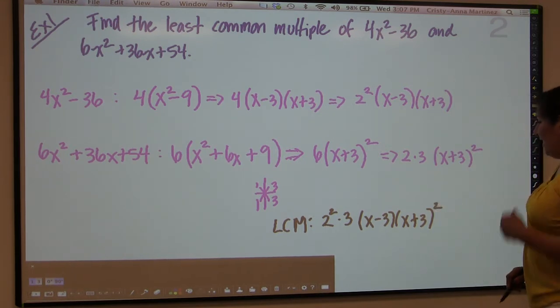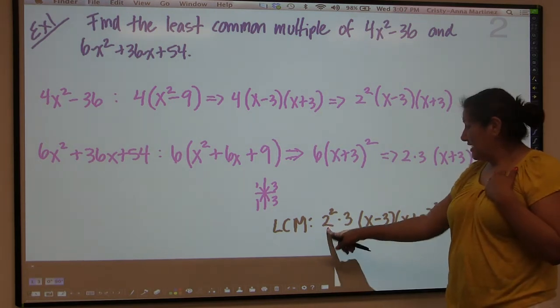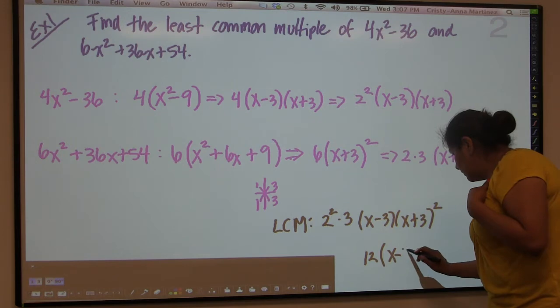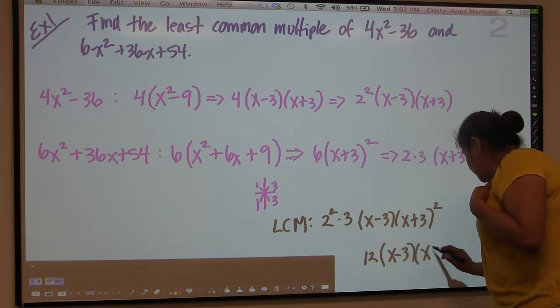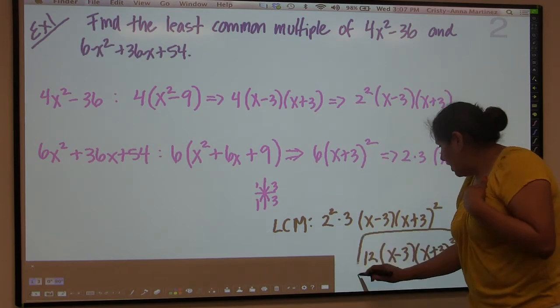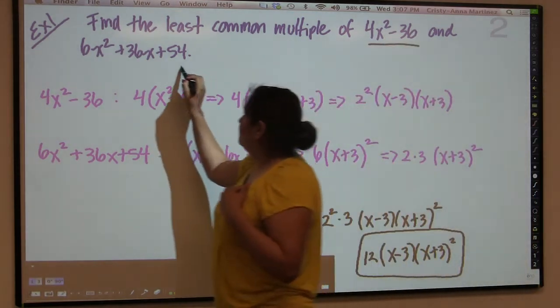And in the end, the least common multiple will be 2 squared, which is 4, times 3 is 12, times x minus 3 times x plus 3 squared. This is the least common multiple between these two expressions.